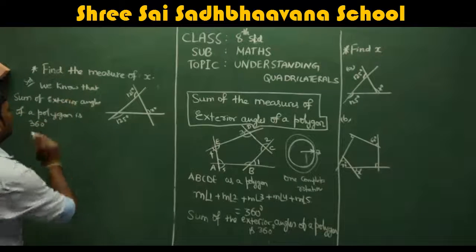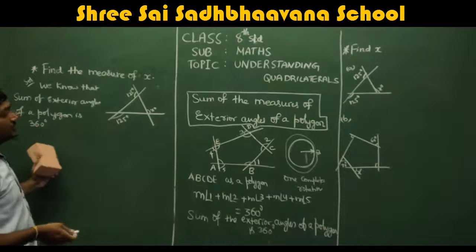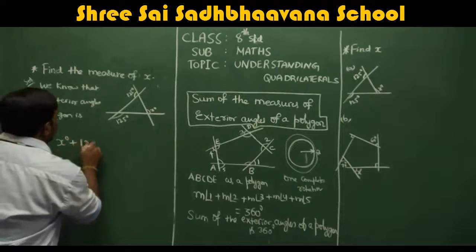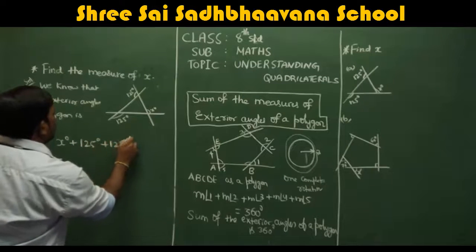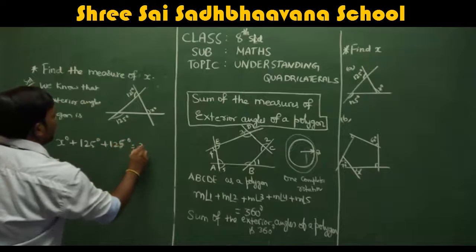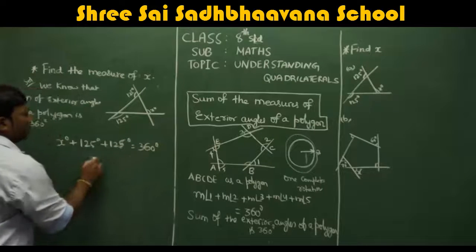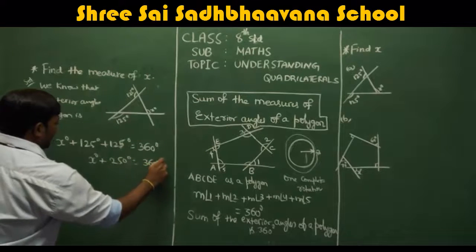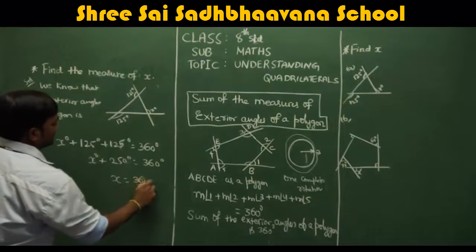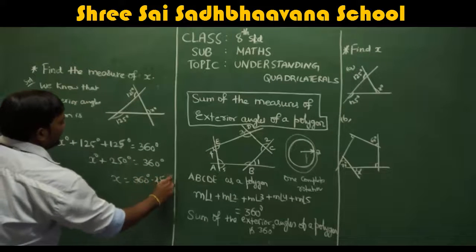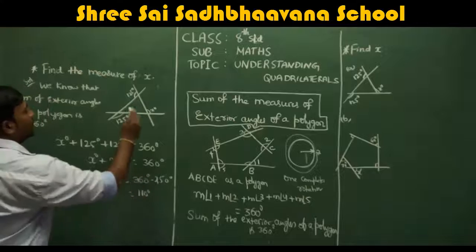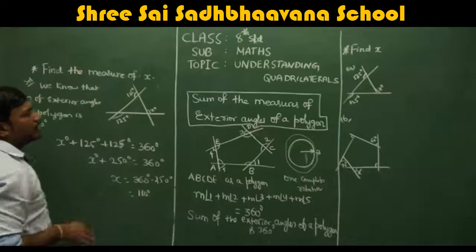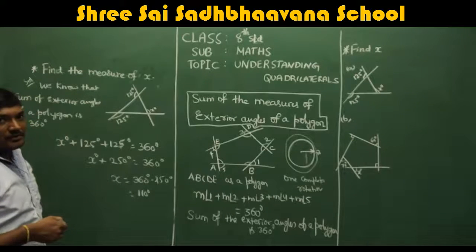So what are the angles? As we know, the sum of the exterior angles of a polygon is 360. So what are the exterior angles here? x degree plus 125 degree plus 125 degree is equal to 360, correct? So x degree plus 250 degrees is equal to 360. Same answer as the last one: 360 degree minus 250 degree, which is 110 degree. So we got the x value as 110 degree. That's all, very simple: just adding all the angles and making it equal to 360.